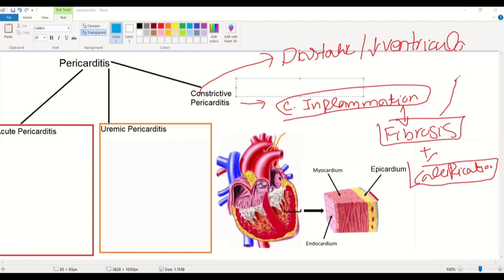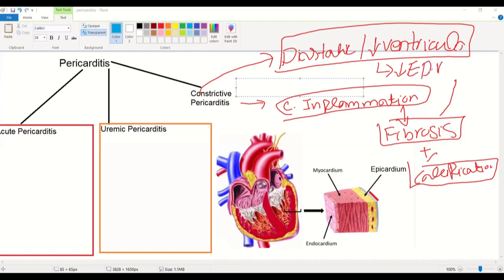Okay, so we already discussed the most common cause. So if there is impaired ventricular filling, what will decrease? Decrease in end diastolic volume. So if there is a decrease in diastolic volume, what will happen to the cardiac output? Increase or decrease? Decrease. So cardiac output will decrease.